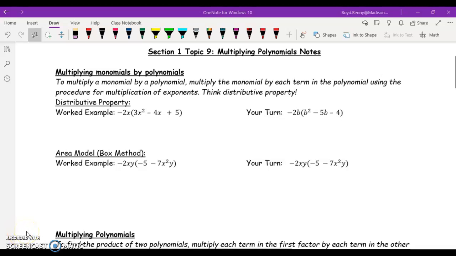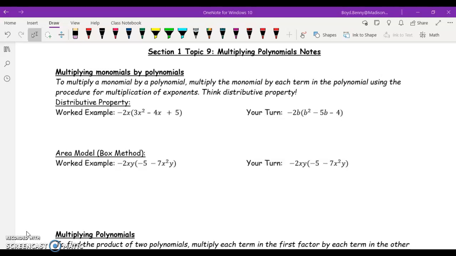Hello students. In this lesson we're going to learn how to multiply polynomials. Remember, a polynomial is a single term or the sum of several single terms into one algebraic expression.